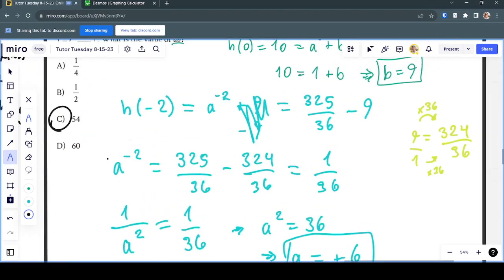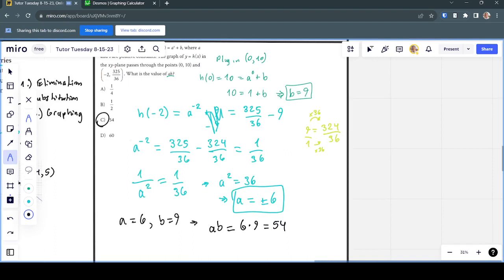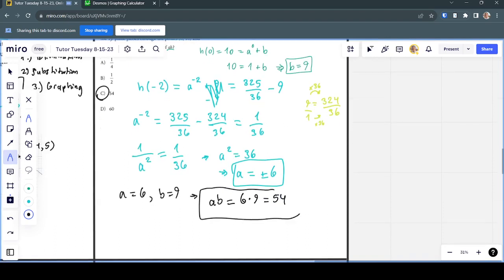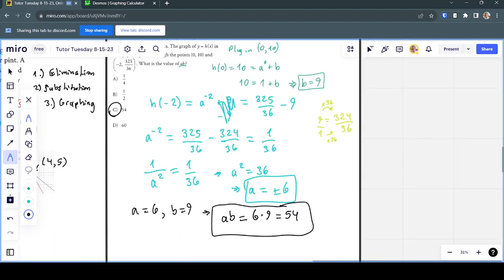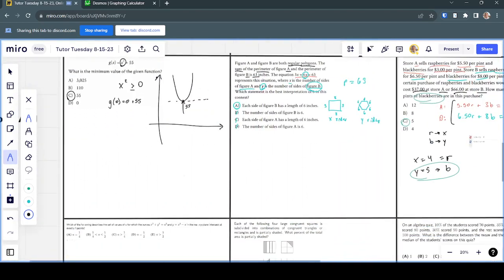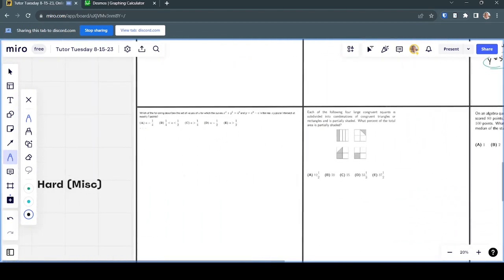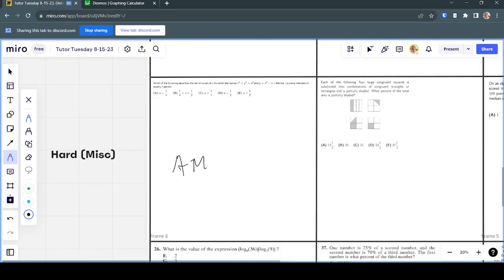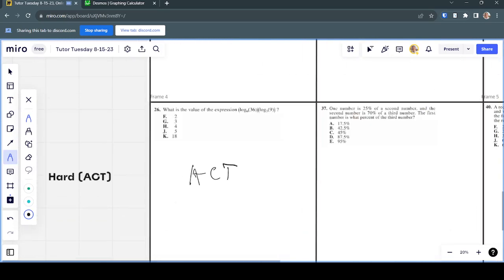So Oliver, you are correct. Hopefully those were all clear. That's our SAT warm-up. Do you guys have a preference for going over the AMC questions or the ACT first?